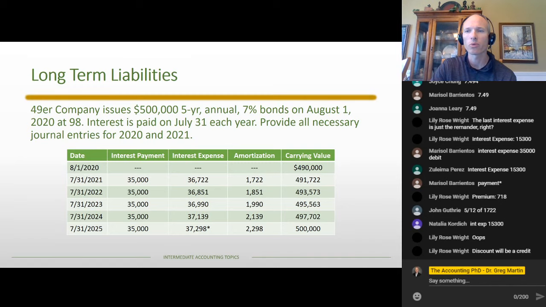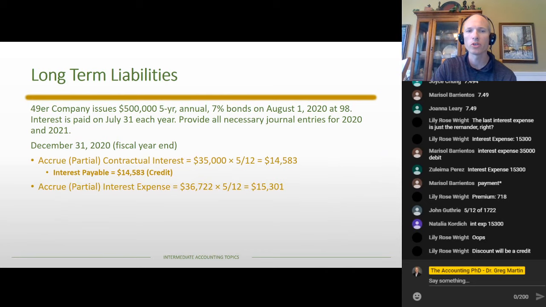I think we're getting pretty close. All right, I'm going to go ahead and scroll down. So we do have to accrue the partial interest expense, the 36,722 times 5/12, and 15,300, 15,301, that's the same. I would not count that wrong. I will say on the test, if it's a fill in the blank like a numeric answer, make sure that you round to the nearest dollar. Don't cut it off.